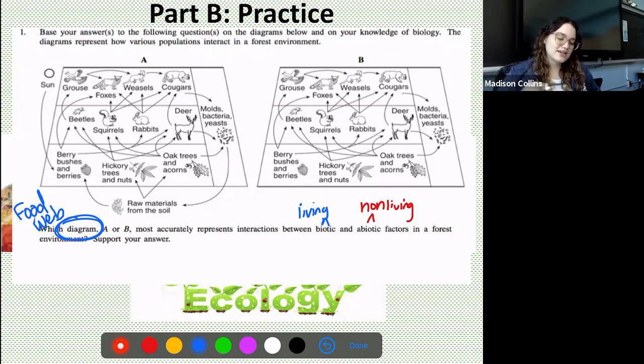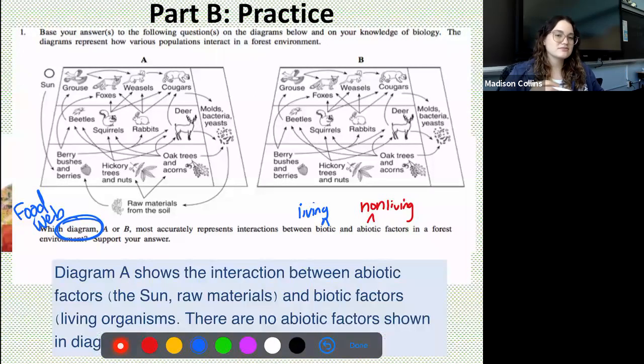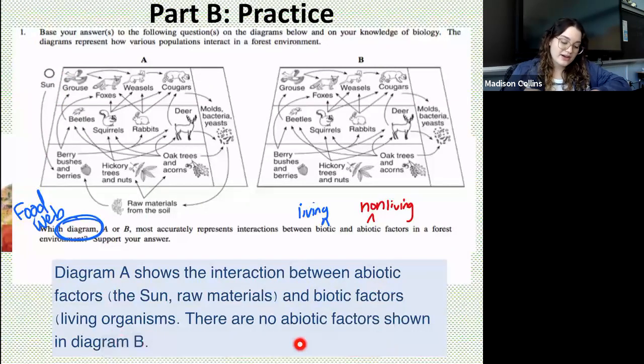Well, diagram A is actually the only diagram here that shows those abiotic factors, those non-living factors. So you should have said something along the lines of diagram A actually shows these interactions between abiotic factors like the sun and these raw materials from the soil and the biotic factors.